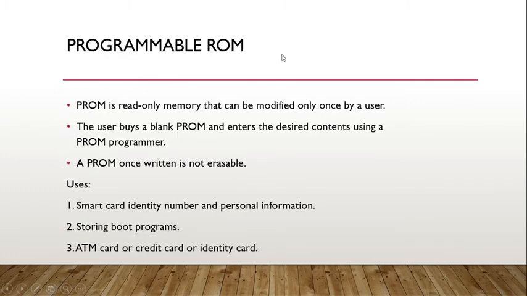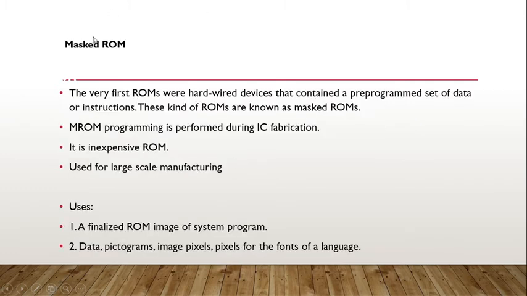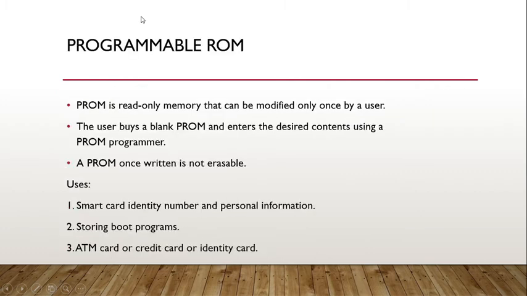Next one is programmable ROM. In masked ROM, we cannot program it again. That is, during the time of IC fabrication itself the programming is done and we cannot change it. In the case of programmable ROM, we can modify it but only once. That is the difference.